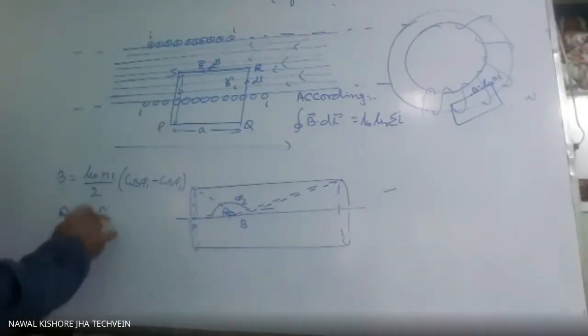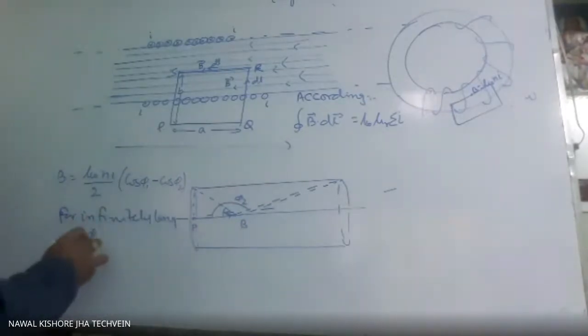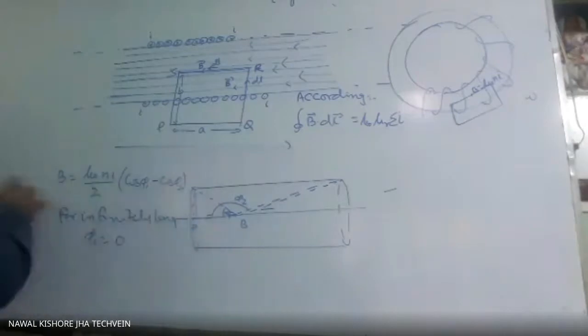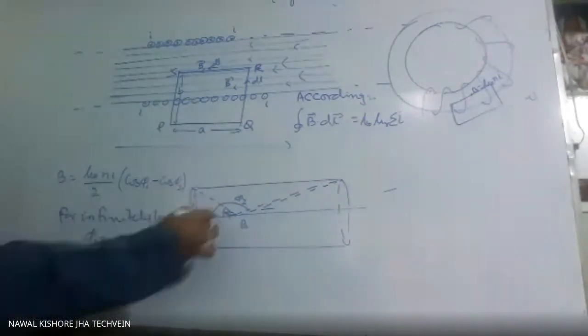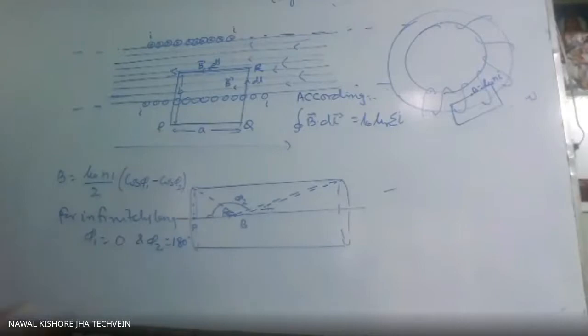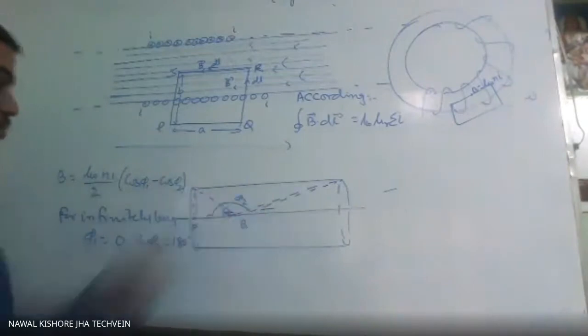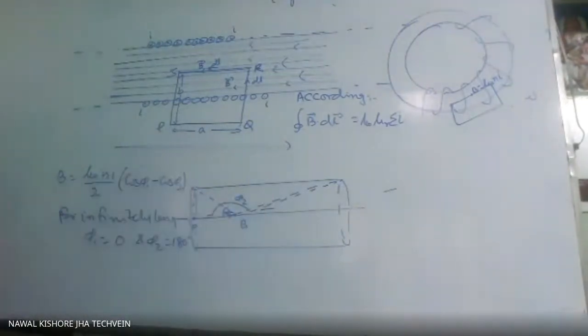For infinitely long, this phi 1 will be 0, because this is the length, suppose here. So as you are joining this, it will almost come to 0 degrees, and phi 2 will be 180 degrees. If you are considering one end here, this one will become 90 and this one 180. So minus of minus 1 is plus 1. So mu naught n I over 2 will come. Okay, so only this much we have to know.